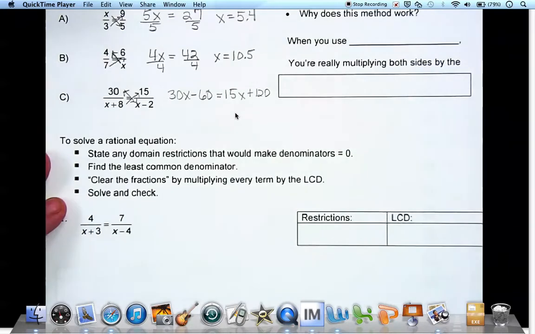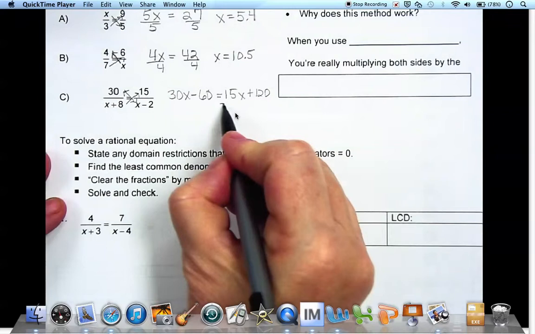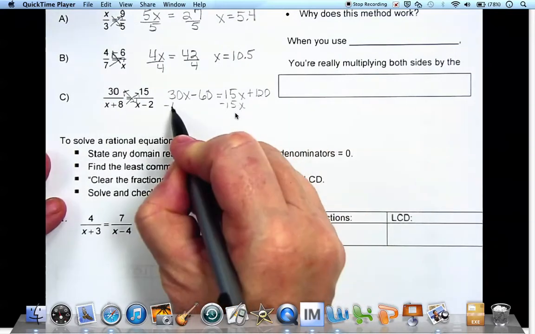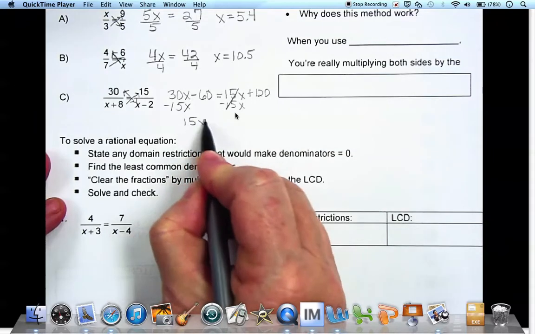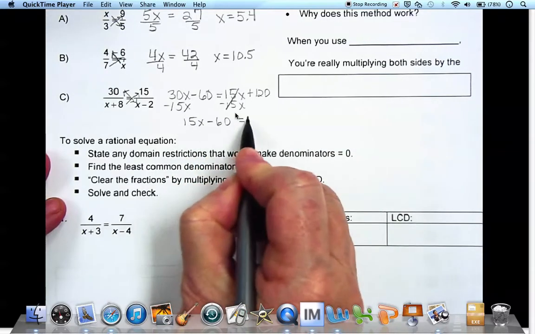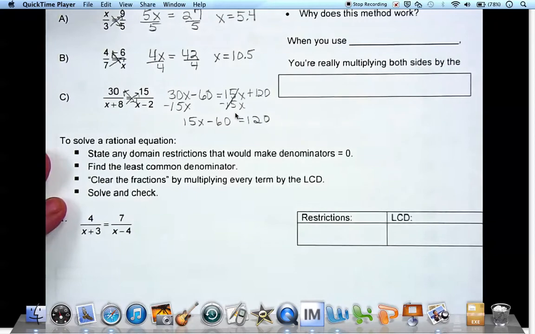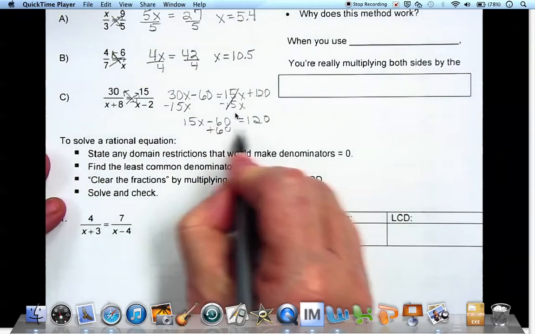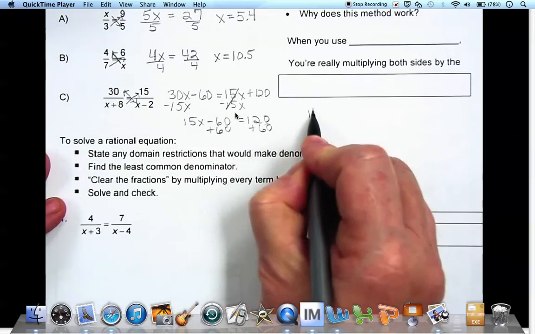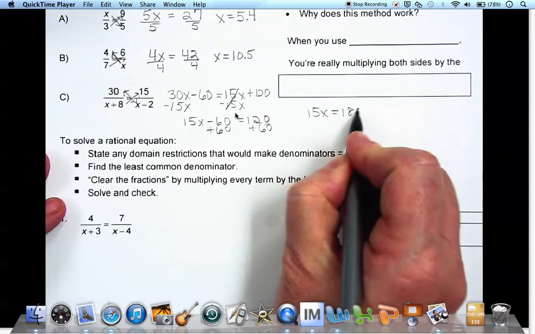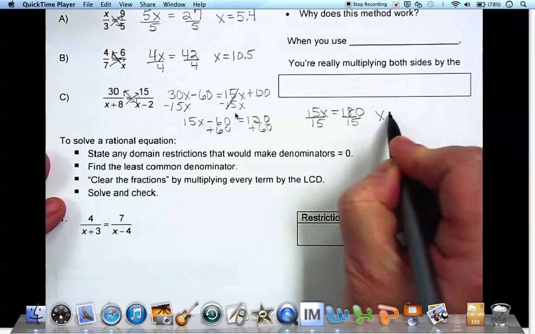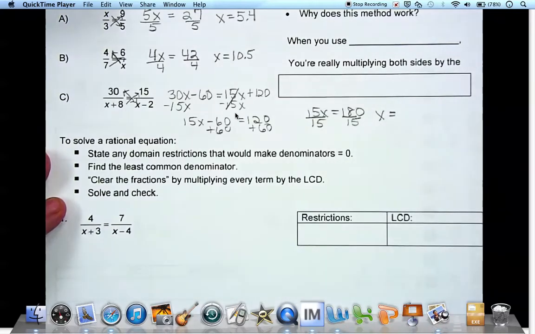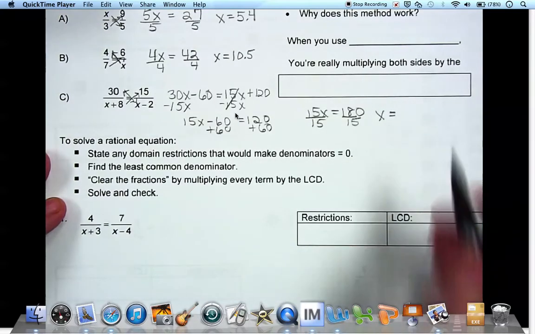And then we'll get x's on one side and numbers on the other. Let's subtract 15x first from both sides. 30x minus 15x is 15x minus 60 equals 120. And then we can add 60 to both sides. So 15x equals 180. And then we'll divide by 15. And x equals 180 divided by 15, which is 12.